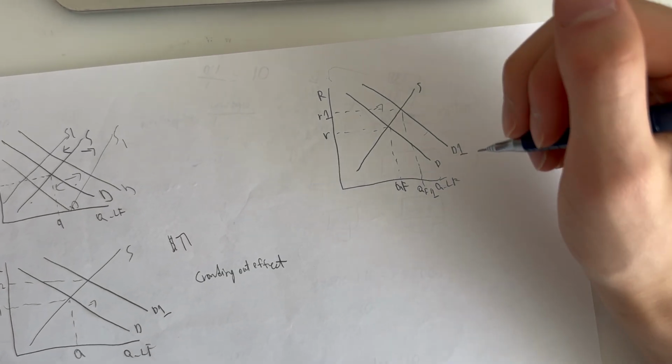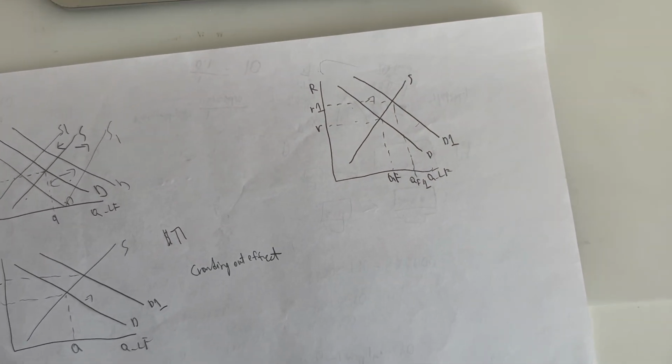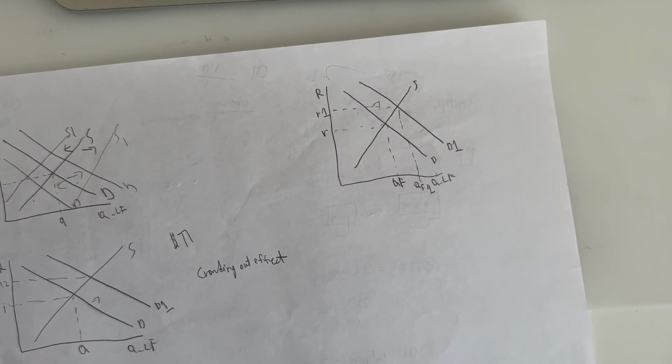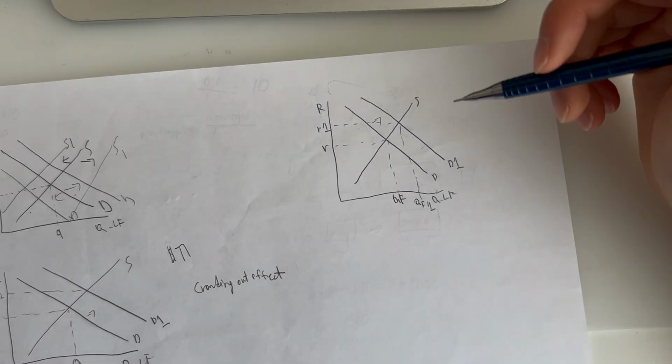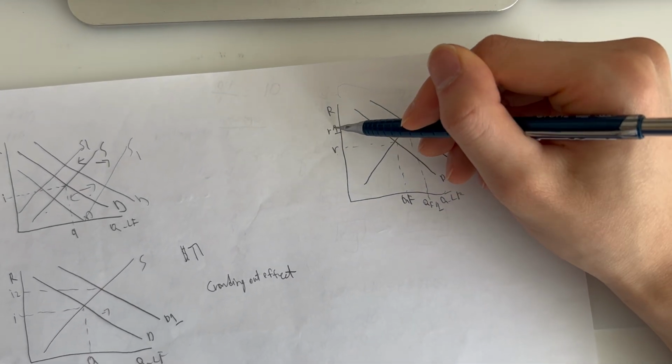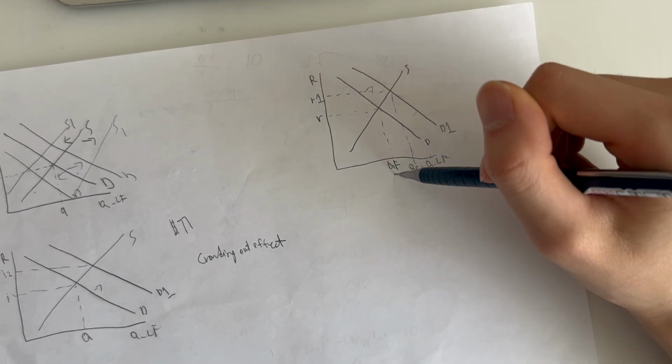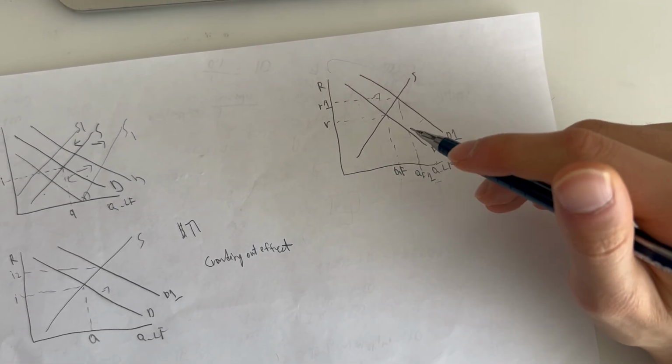As the government borrows more, the total demand for loanable funds increases, and this shifts the demand curve from D to D1. It also raises the real interest rate from R to R1, and increases the total quantity of funds in the market from QF to QF1.